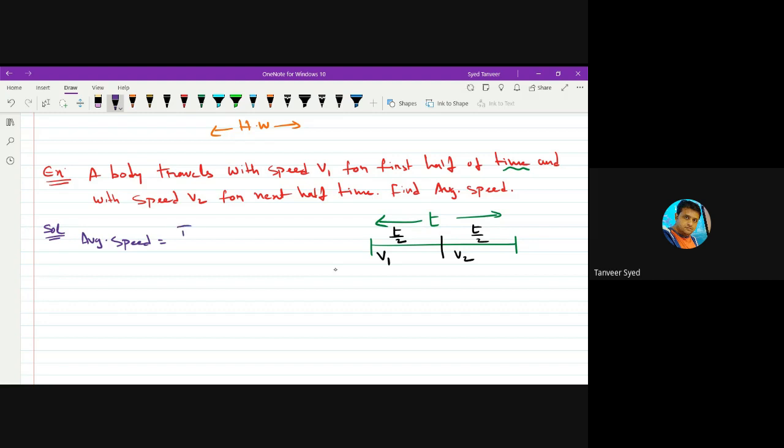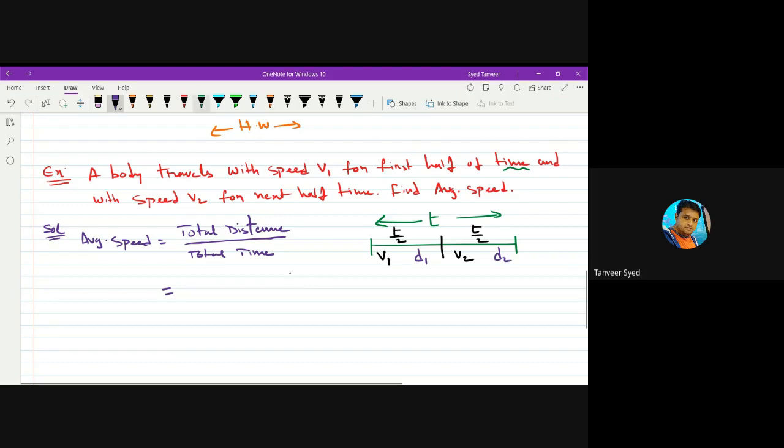What is the formula? Same formula. There is only one formula for average speed. There is no second formula. Total distance by total time. Okay. Is anything mentioned about the distance in the question? No, not mentioned. Then we assume the distance covered in the first half time, let us say it is d1. Distance covered in second half time is d2.